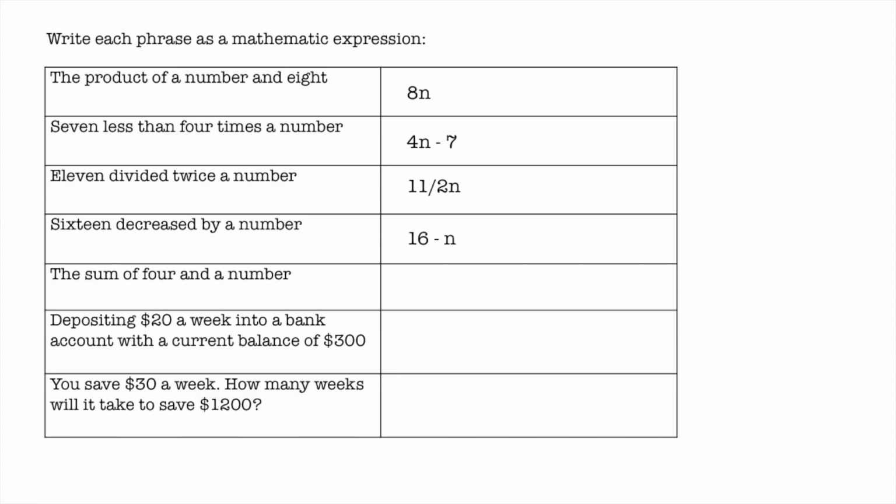And the next one is sum. You've learned that word back in elementary school. Sum means adding everything together. So you have the sum of 4 and a number. So again, we'll use n, and the number is 4. So we have n plus 4.